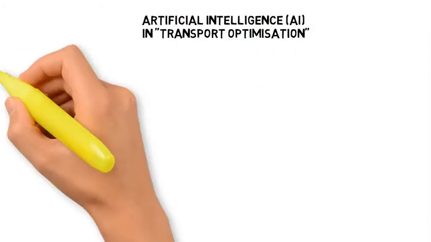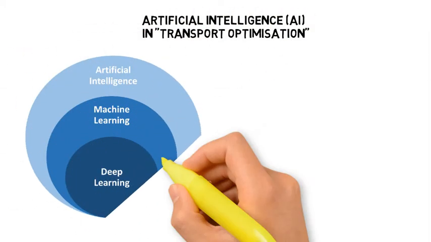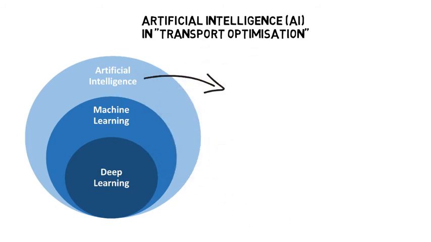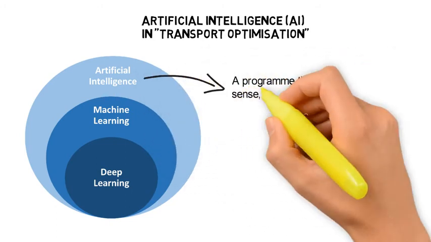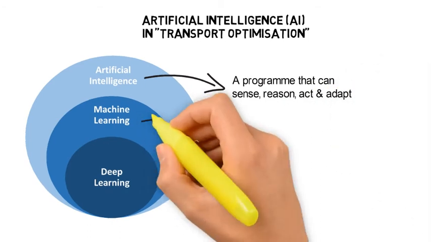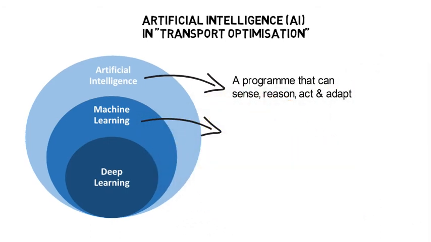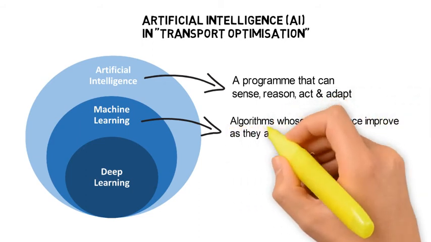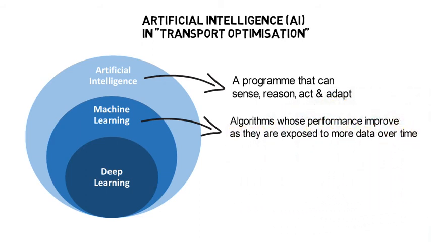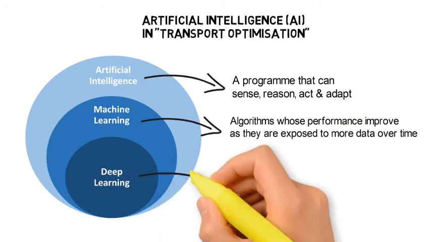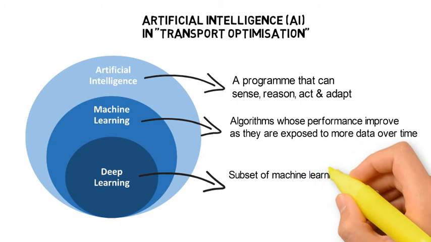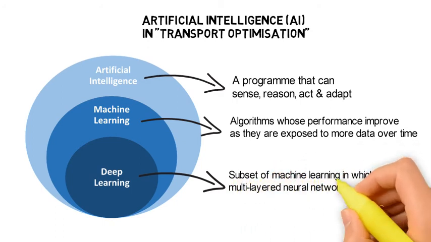Before we discuss artificial intelligence or AI, we first have to understand what is AI. AI is basically any program that can sense, reason, act, and adapt. Machine learning is a form of AI in which algorithms improve in performance as they are exposed to more data over time. In short, AI that is capable of learning.